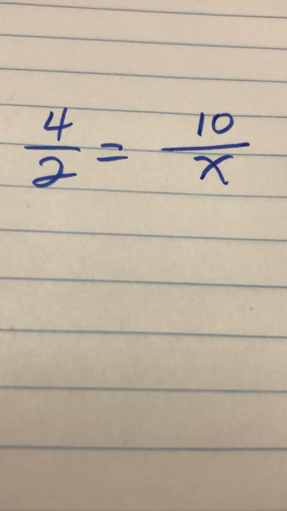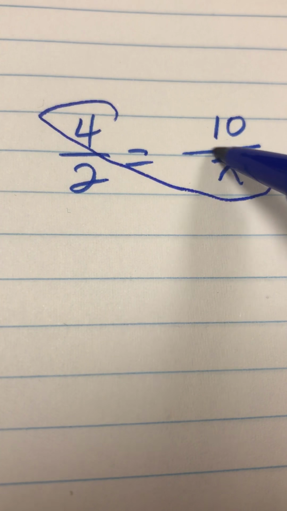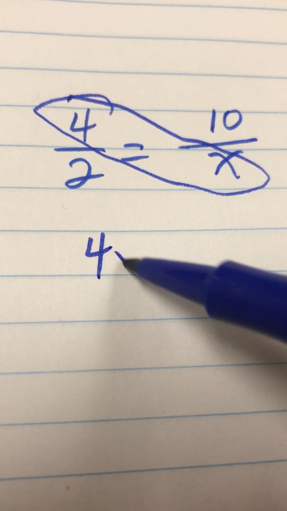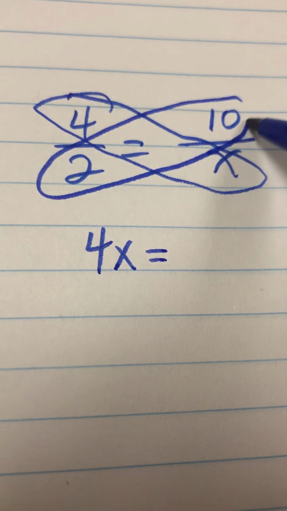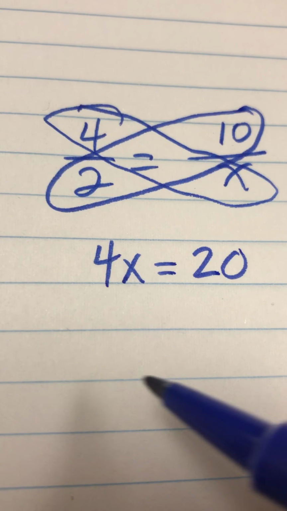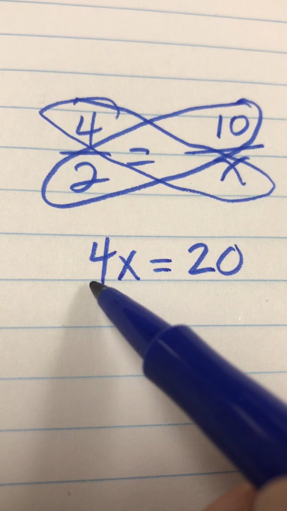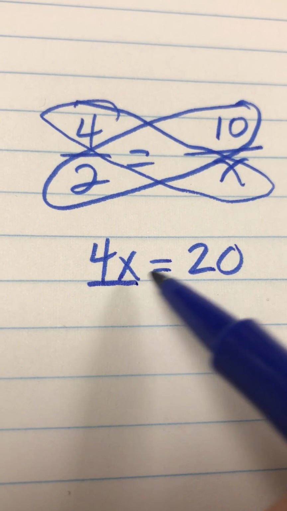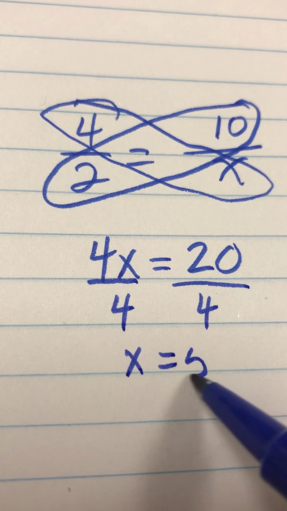Okay, so briefly I'm going to show you how to solve proportions by using the cross multiplication method. So we have 4 times x, which is going to give me 4x, and then that's going to be equal to 2 times 10, which is equal to 20. Now you could have done 2 times 10 first, and then 4 times x second. 20 equals 4x, but I've chosen to do it this way. To solve this, you solve it like a regular algebraic equation. Divide both sides by 4. So here we have x equal to 5.